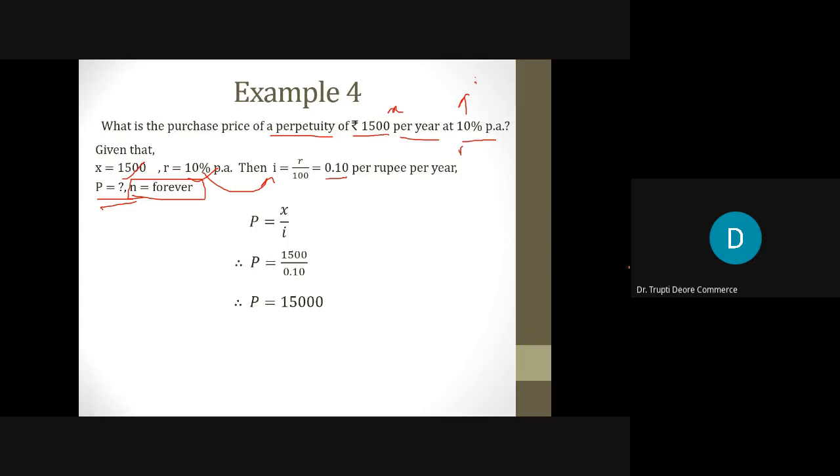Now this type of sums are asked for 2 marks for MCQ. Okay, so you have to remember the formula for perpetuity. It's a simple one. So what is the answer?